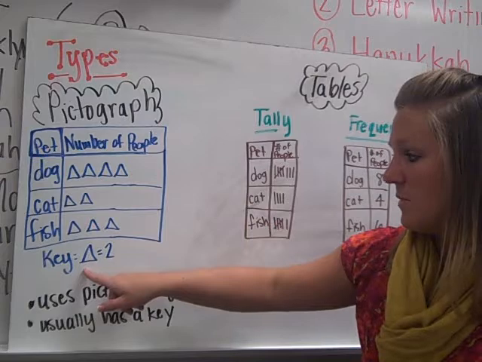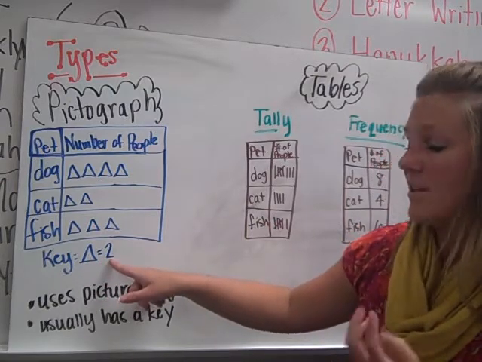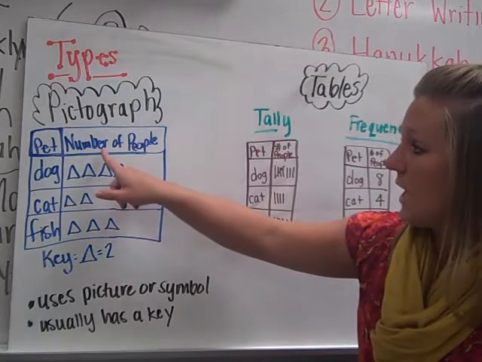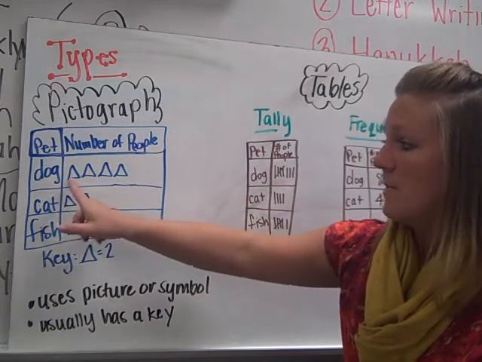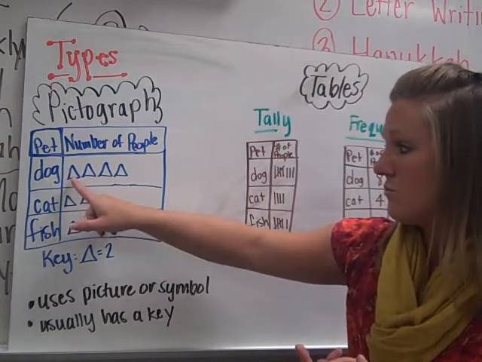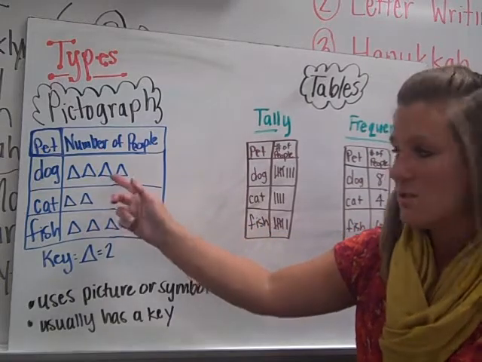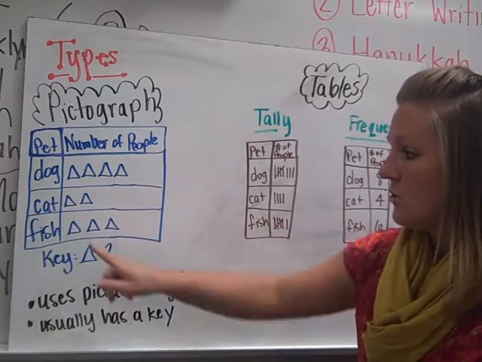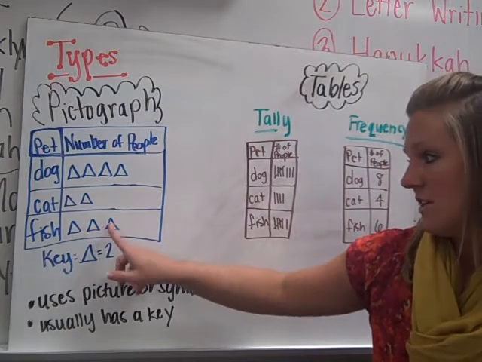Here my key tells me that one triangle equals 2 people, okay? And I know that it's people by looking at my label here, number of people. So I can figure out how many people have a dog by counting each triangle as 2. So 2, 4, 6, 8. I now know that there are 8 dogs, and so on. You can do the same thing for fish. 2, 4, 6 people have fish.